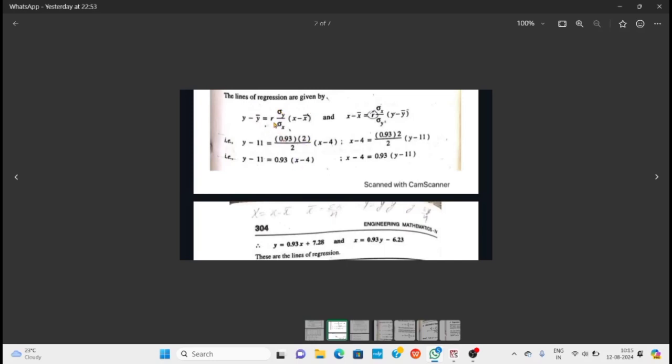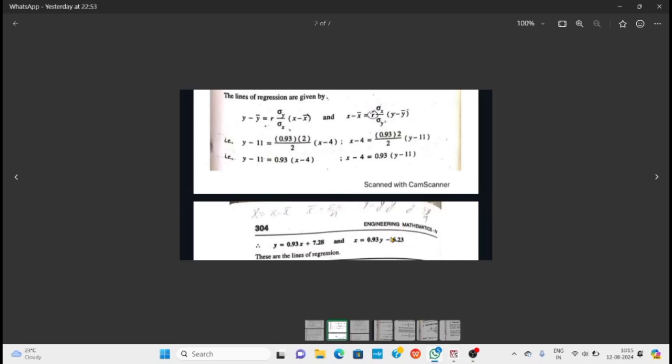Using r, we find the lines of regression, given by y minus y bar is equal to r sigma y by sigma x into x minus x bar. By substituting r, we get y is equal to 0.93x plus 7.28. And by substituting r in x minus x bar is equal to r sigma x by sigma y into y minus y bar, we get x is equal to 0.93y minus 6.23.